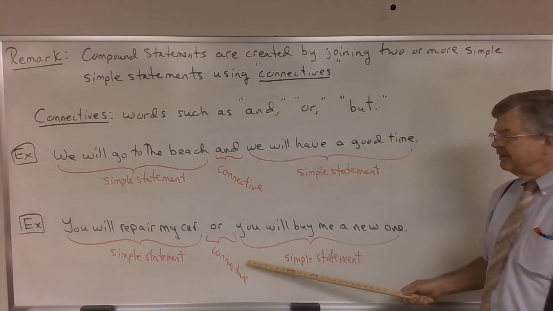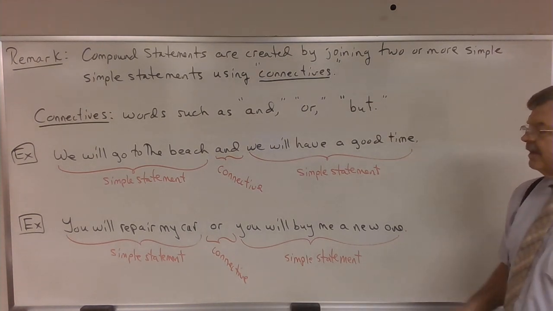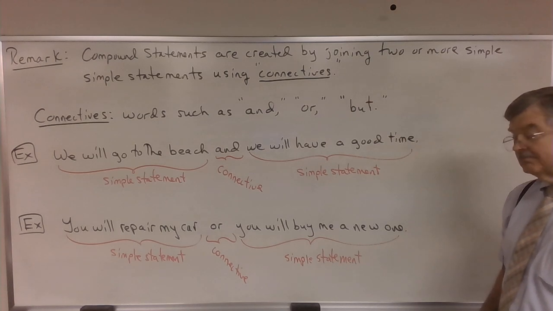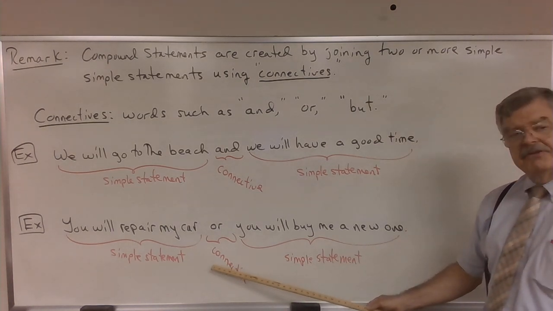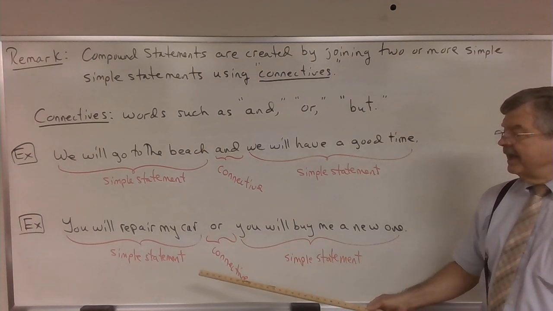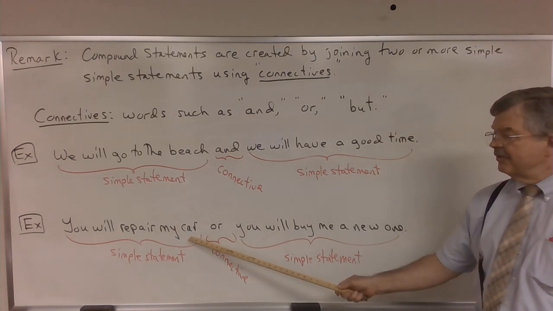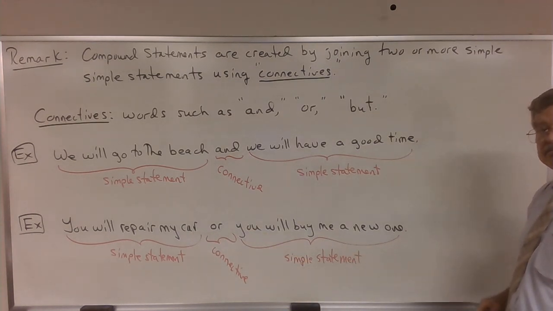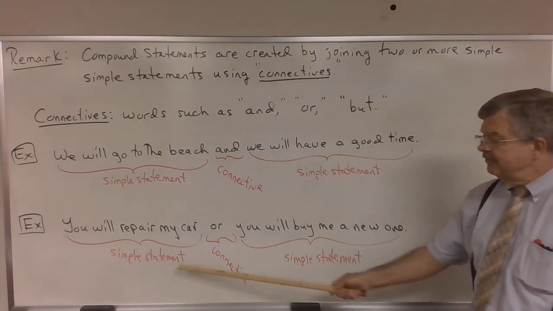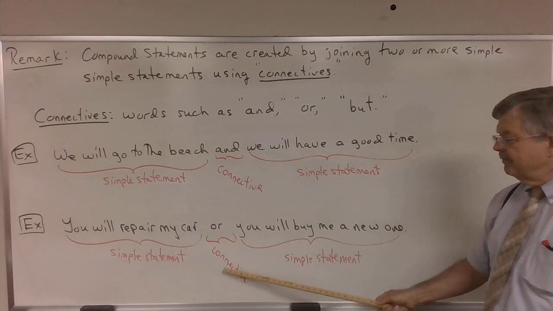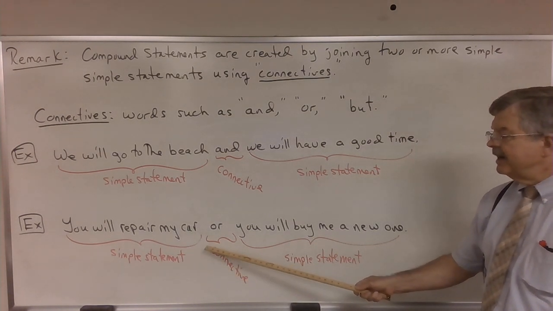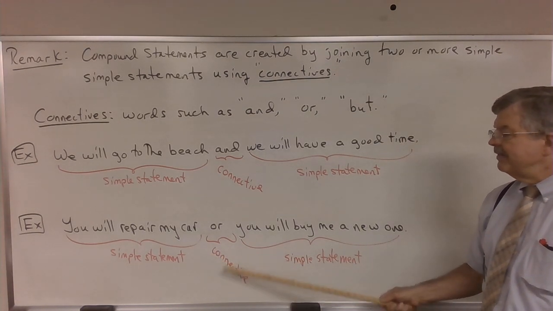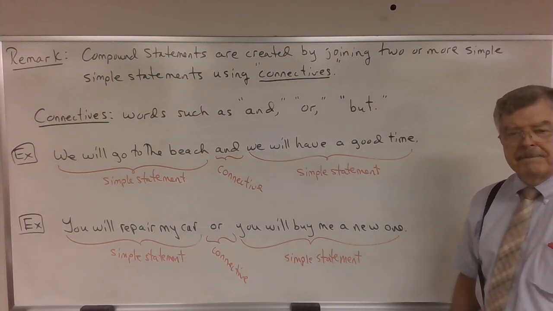Here's another example down here. You will repair my car or you will buy me a new one. Here the connective is the word or. And it joins the simple statement, you will repair my car, and the simple statement, you will buy me a new one. It connects these two statements with the word or. So this is a compound sentence, or a compound statement, joined by the connective or.